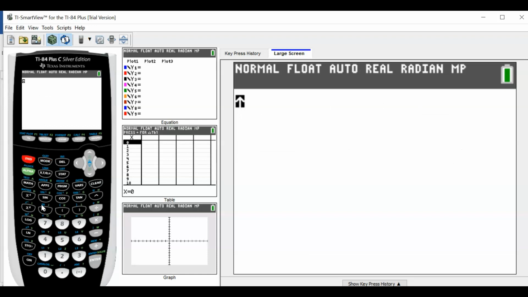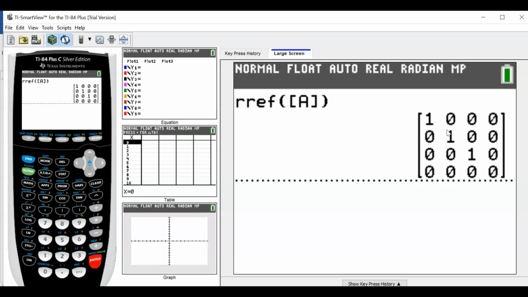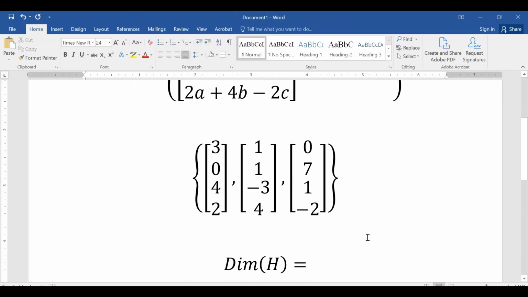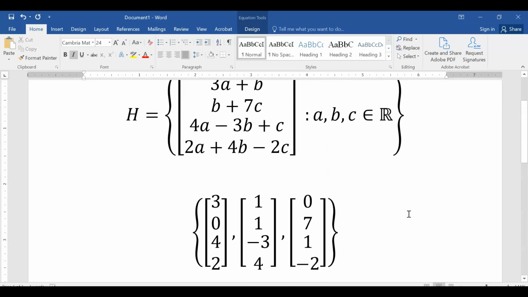So I just row reduce A, and sure enough, since I have 3, each column is a pivot column, so this set of 3 vectors is linearly independent. All right, again, ignore that last column there. So these 3 vectors span the set, they're linearly independent, and therefore the dimension of this H is 3. Okay, so there we go.